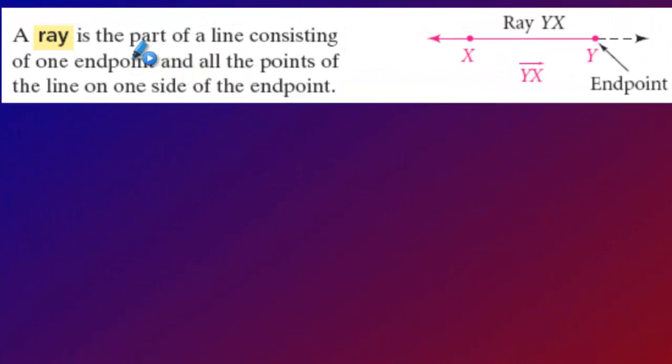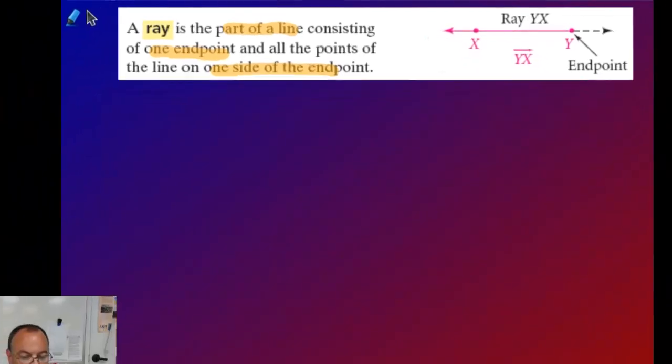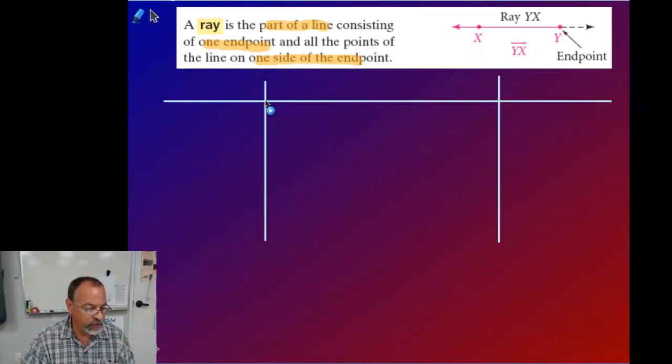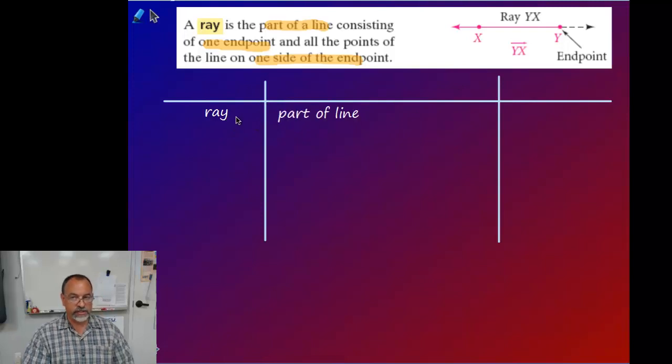So here it says a ray is a part of a line consisting of one endpoint and all the points on the line on one side of the endpoint. Okay, so let's take a look at these major points here. A ray, first of all, is a part of a line. Now a segment is also part of a line. So in this way they're similar.